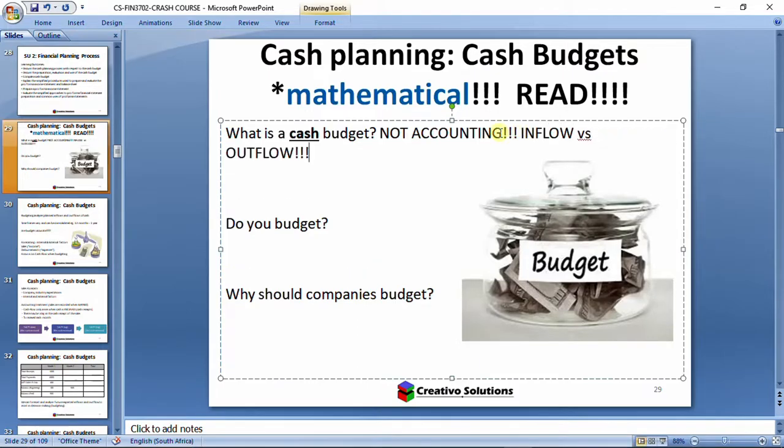Okay, I don't care how much sales I've made. The only thing I care about is how much money did I collect from the sales that I made. That's cash budgeting. All right, do you budget? You've answered the question. You do. That's good. Do companies budget? Yes, they do. Okay, so companies need to budget because they need to manage cash flow. Okay, businesses that don't manage cash flow, they fail.